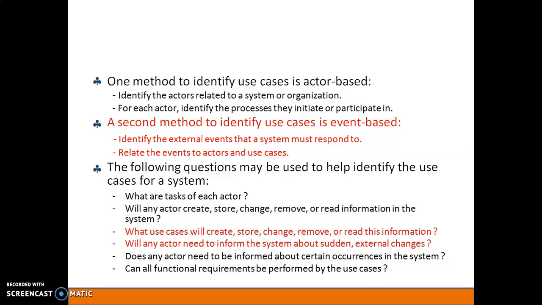Next, there are some questions that may be used to help identify the use cases for a system. What are the tasks of each actor? Will any actor create, store, change, remove or read information in the system? What use cases will create, store, change, remove or read this information? Will any actor need to inform the system about sudden or external changes? Does any actor need to be informed about certain occurrences in the system? Can all functional requirements be performed by the use cases? These are mainly the questions that arise while drawing the use case diagram.